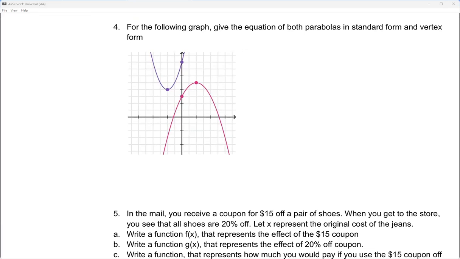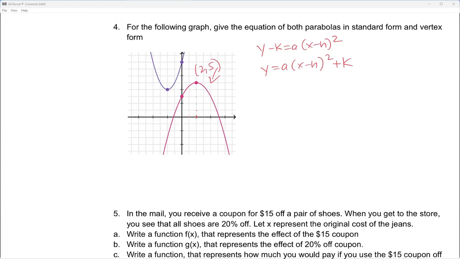All right, so following the graph, give the equation of both parabolas in standard form and vertex form. Let's get it in vertex form first. So remember, vertex form is either y minus k is equal to a and then x minus h squared, or you could do y equals a and then x minus h squared plus k. Either way is fine, but just know the differences, okay? Let's do the pinkish one right here. What's the vertex on this one? Let's count by ones here. So 1, 2, 1, 2, 3, 4, 5. So this will be 2, 5.